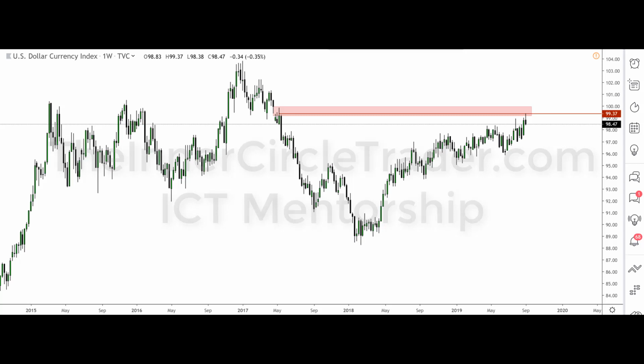All right, so we have the dollar index. This is from tradingview.com. And again, obviously, this is the cash of the dollar index. So I have a weekly chart here. Those of you who have been following me and part of the mentorship for a while now, you know we've been watching this volume imbalance up here.